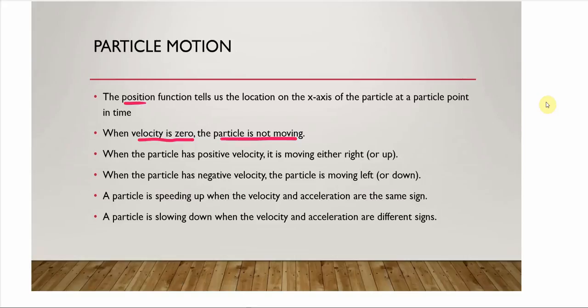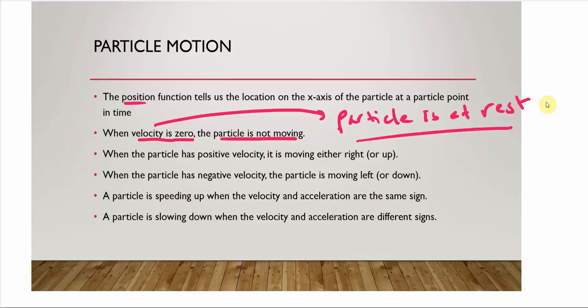So when the velocity is zero, or they say when the particle is at rest, this really means the particle is at rest. That's very popular on the AP exam. So particle at rest means that velocity is zero. That means the particle is not moving.